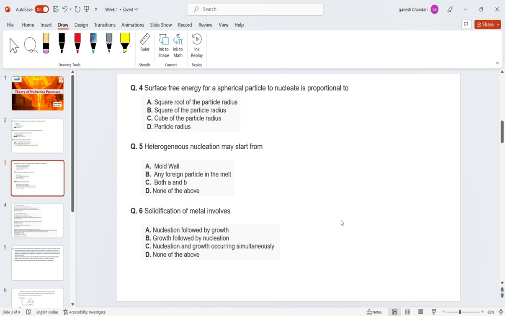Okay. So do you know how surface free energy is calculated experimentally? Do you have any idea?